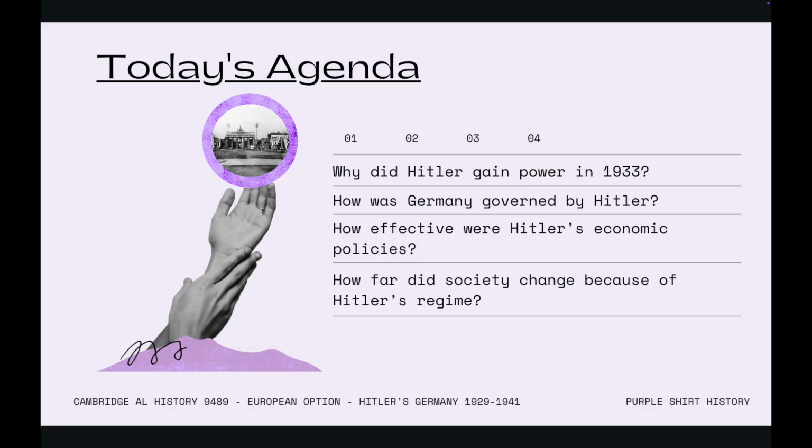How far did society change because of Hitler's regime? To me, radically. Of course, you're always able to disagree with me, but I'm going to just give evidence for the radicalization of German society, the degradation of morality in Germany.